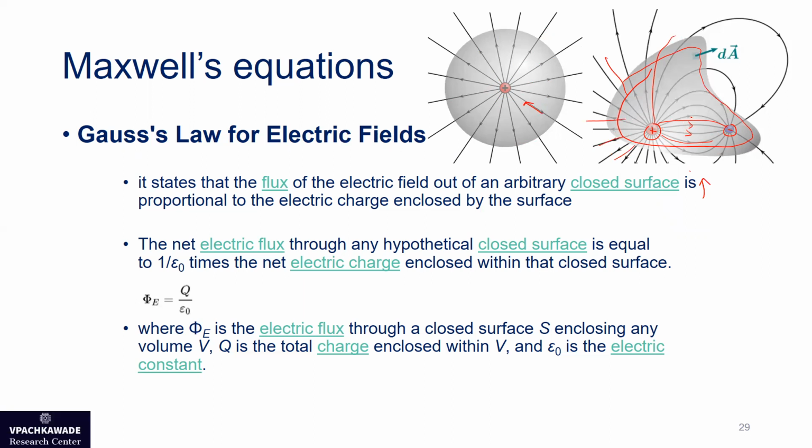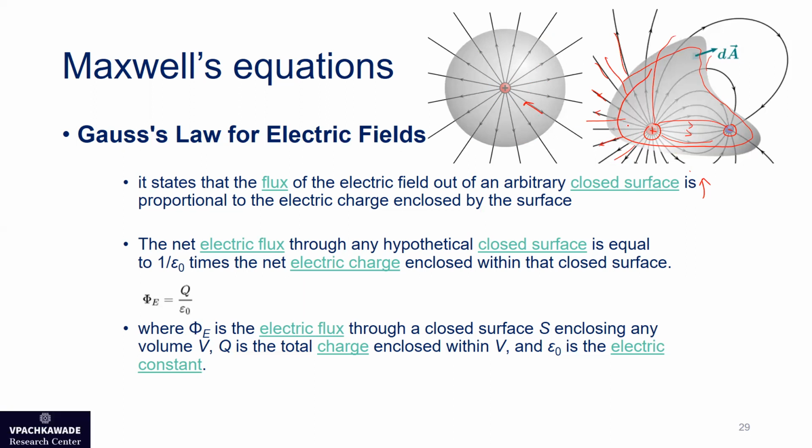So the first Maxwell equation, which is Gauss's law for electric field, states that the flux of the electric field out of this closed arbitrary surface is proportional to the net electric charge enclosed by the surface. Whatever lines are coming out is nothing but the total electric field, or in short, flux. The magnitude of that flux is proportional to the charge enclosed by this closed surface. So that is your first equation.